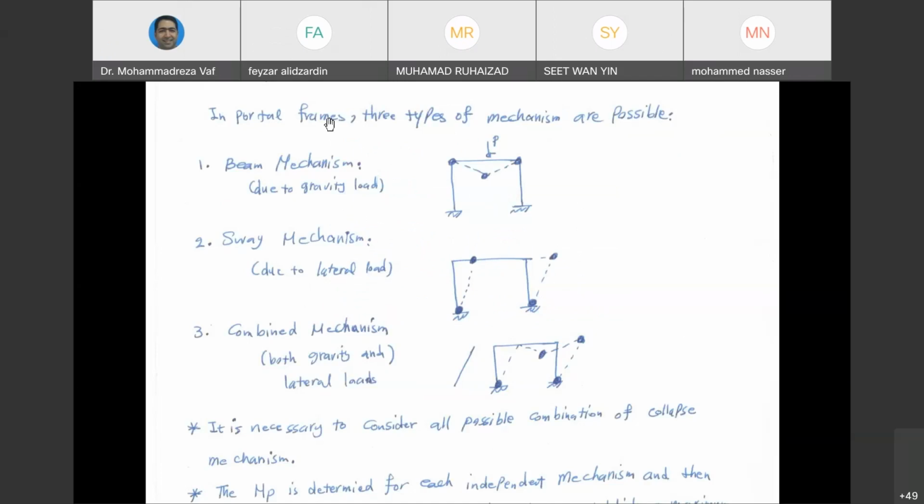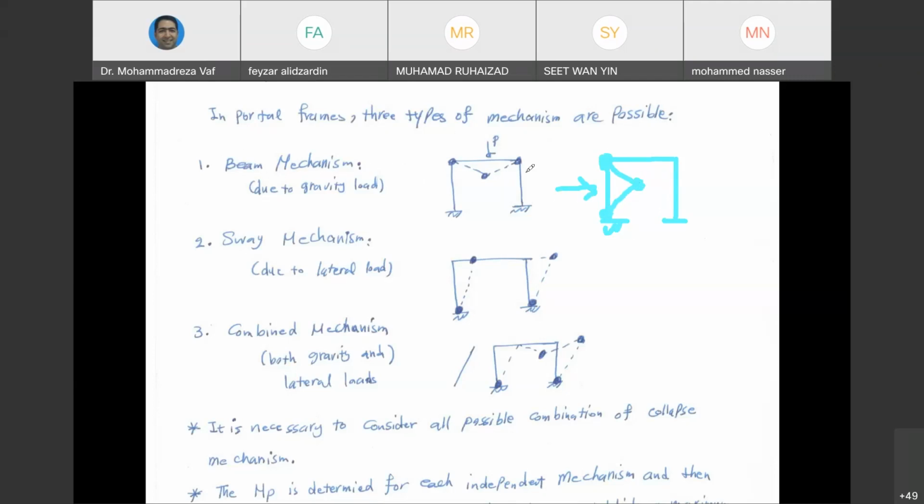One of these collapse mechanisms is referred to as a beam mechanism. So it's not always the case that you have a load on the beam. If the load is also applied to the column, it's still considered to be a beam mechanism. So you may have a force on the column like this, and in that case, you are going to have a deformed shape at the collapse similar to what you see on the screen. So these two are almost the same.